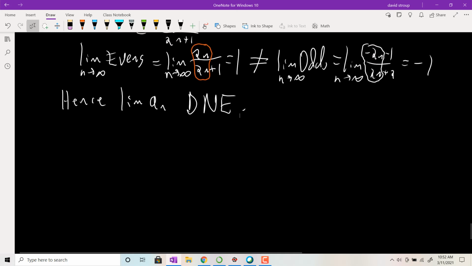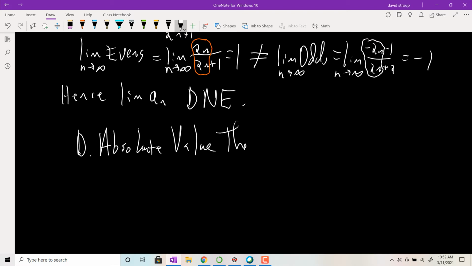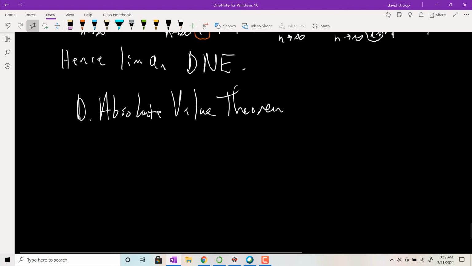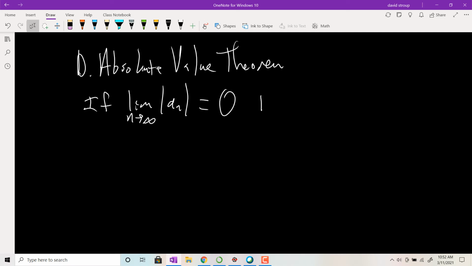What else is there? The absolute value theorem, another theorem we could use for proving limits. In this case, how does this one work? Well, we say if the limit of the absolute value of the terms of the sequence as n goes to infinity actually equals 0, then the limit of just plain old a sub n, the original sequence that you're dealing with, will equal 0 as well.